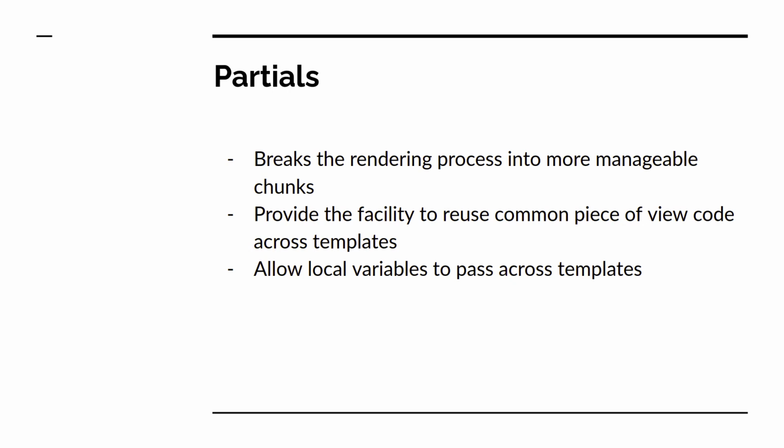Basically, partials are a way of breaking the rendering process into more manageable chunks. With a partial, you can move the code for rendering a particular piece of a response to its own file. Partials also let you reuse common pieces of view code across multiple templates, and they facilitate the use of local variables across templates. The simplest use of a partial you can see by generating a scaffold in your Rails application. When you generate a resource by scaffolding, it will create a form partial which is used inside both the new and edit action templates. Let me show you an example.